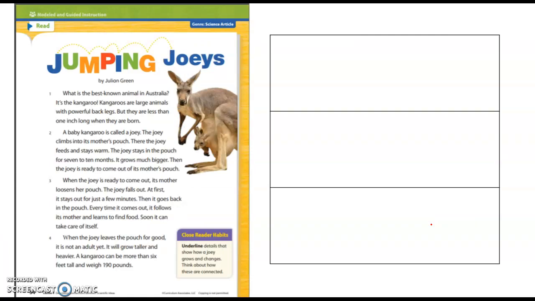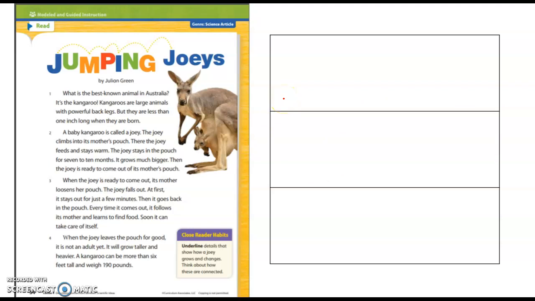So this text is called Jumping Joeys. What do you think this text is about? You probably said kangaroos. How did you know that joeys were kangaroos? Definitely from looking at the photograph.